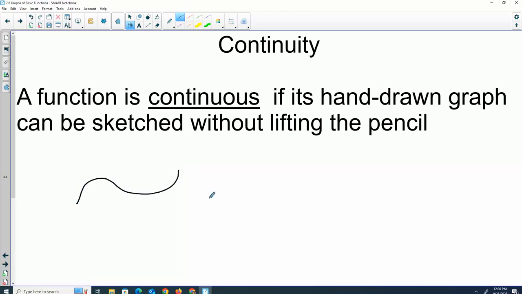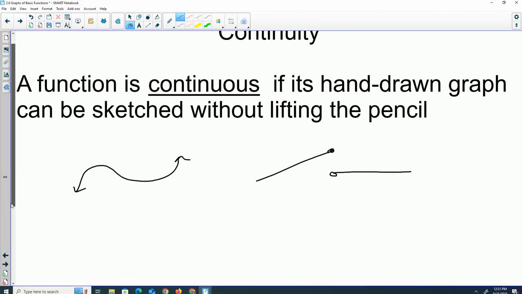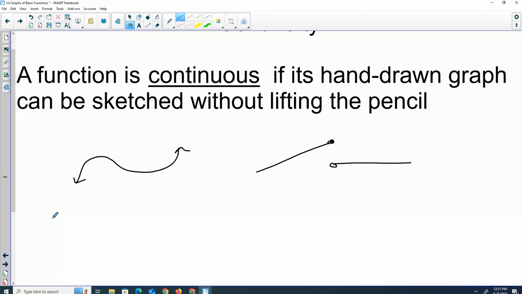Okay, that's continuous. But if I have something like this, it is not continuous because I have to pick up my pencil to jump from that section to the next. So it's all something you can trace without stopping. That's continuous. If you have to pick up your pencil, it is not continuous there. We will use intervals to name where something is continuous.